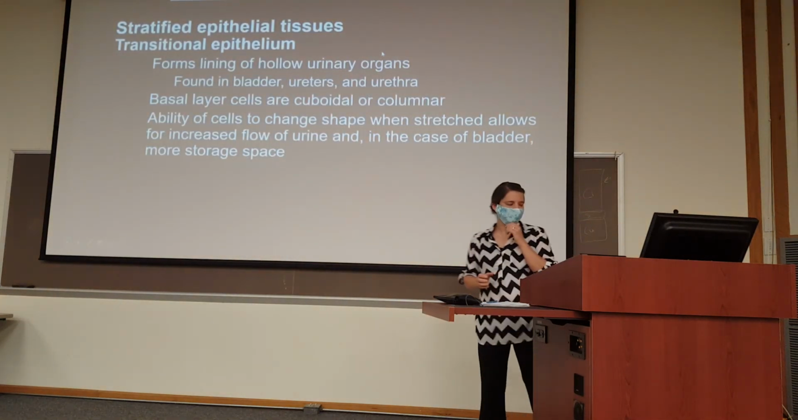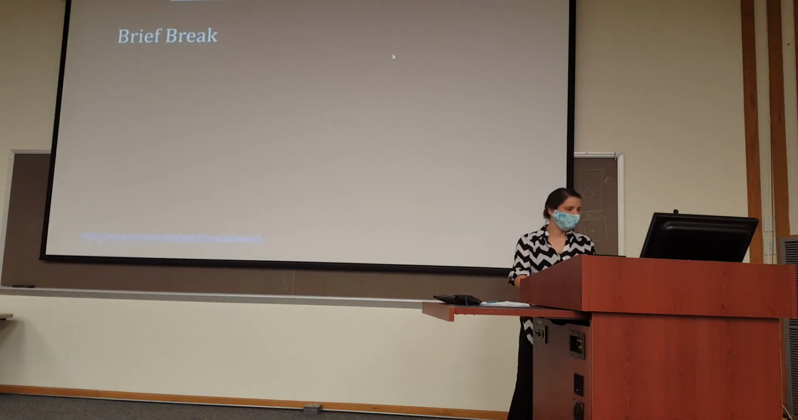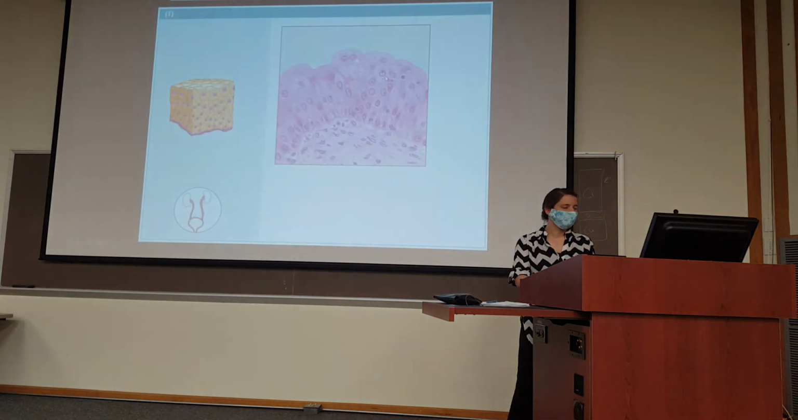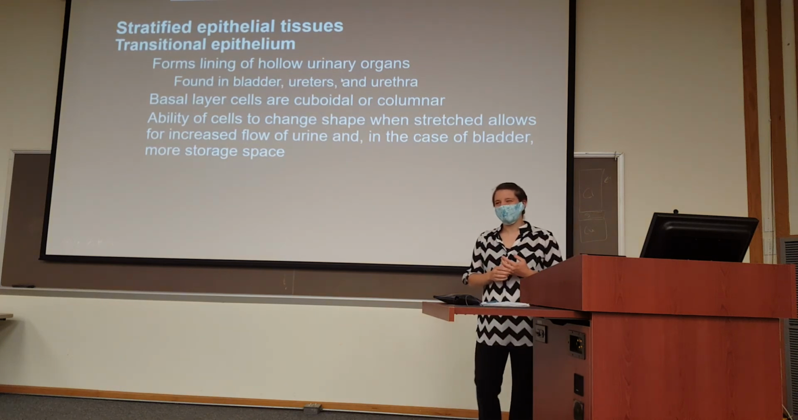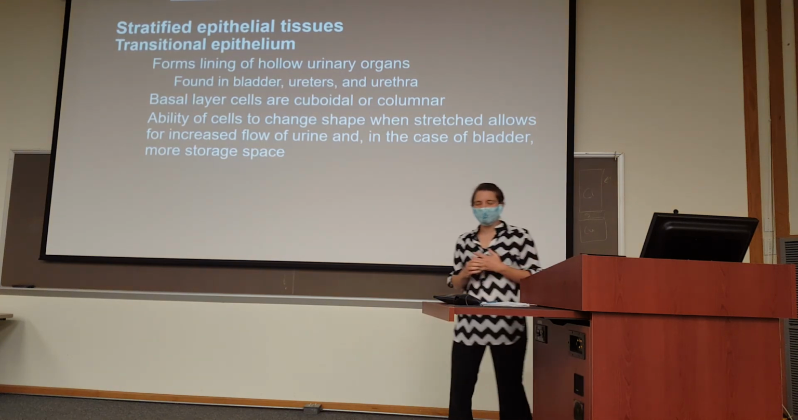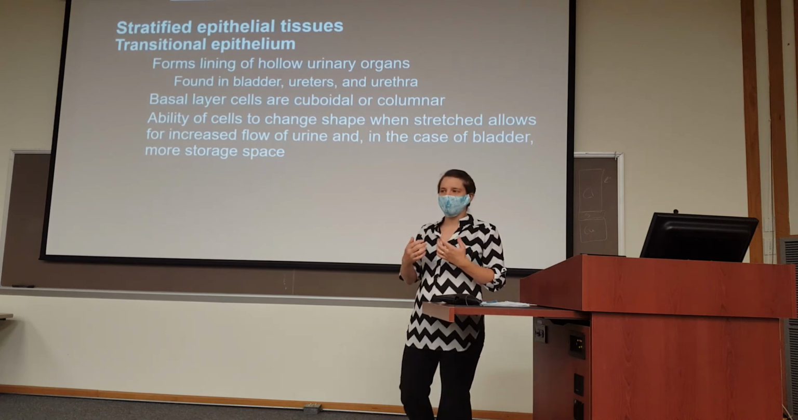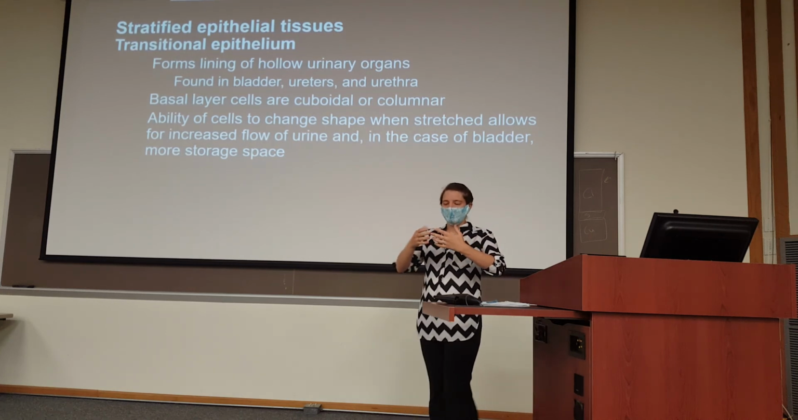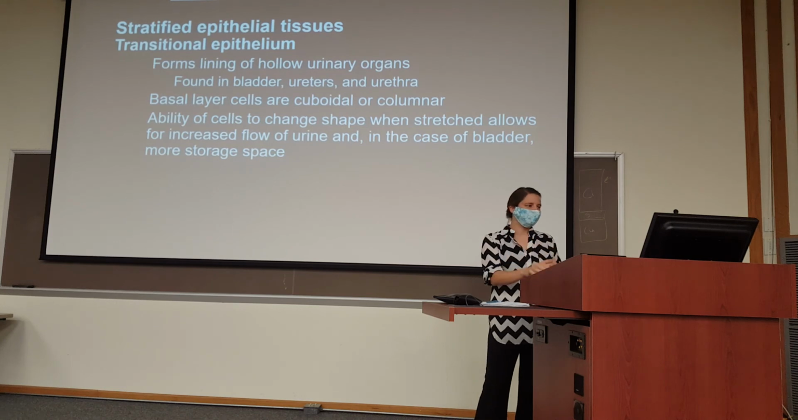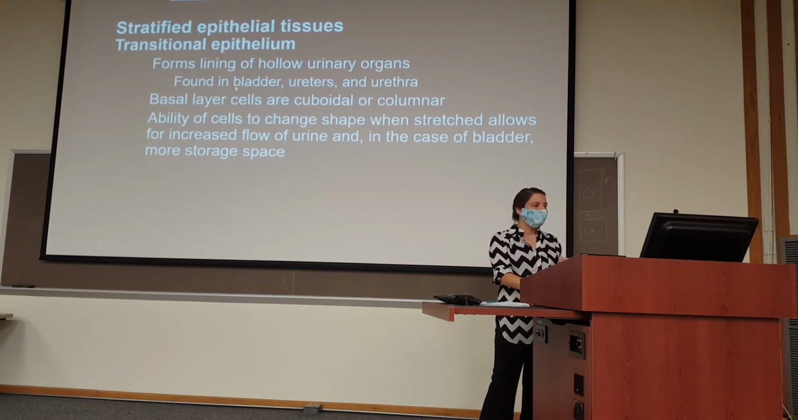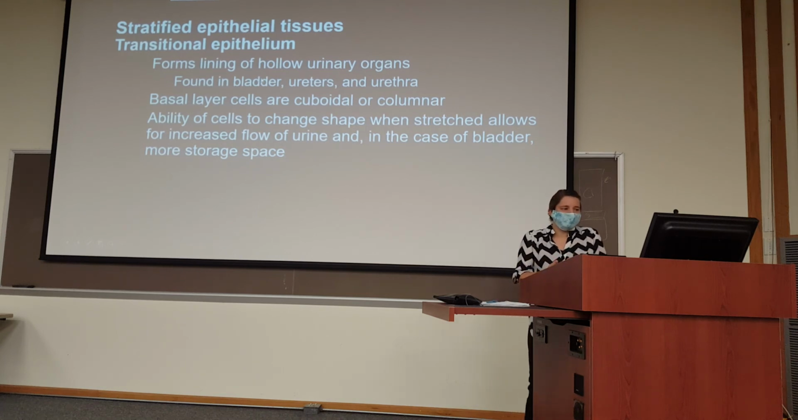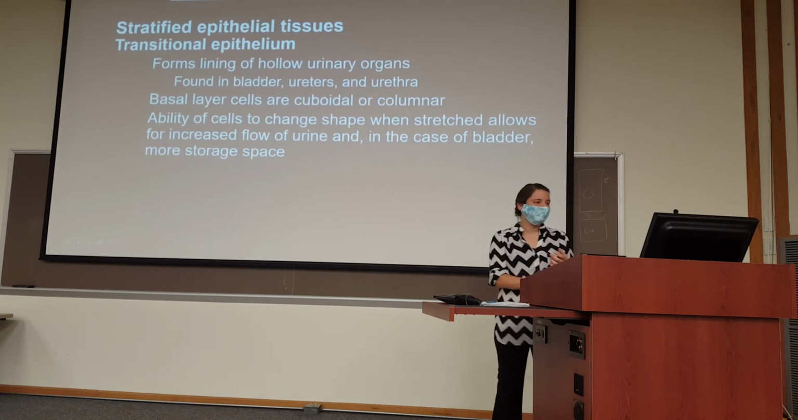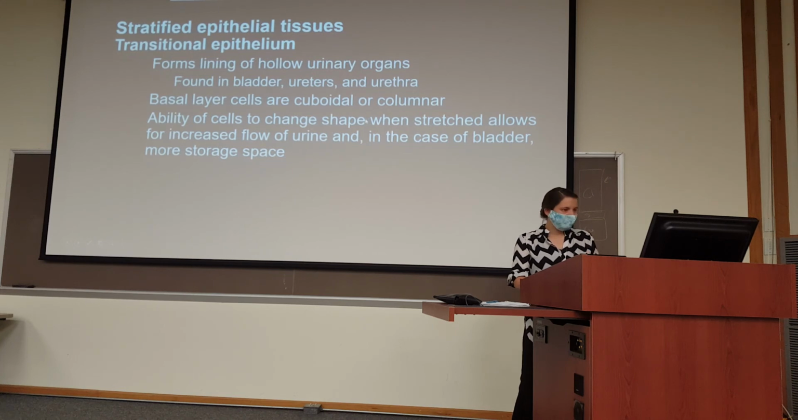Last but not least, yeah. There you go. This breaks the naming convention a little bit: it's called transitional epithelium. It's the tissue found at the transition between one type and the other. You've got it in your hollow urinary organs, like in your bladder. It looks like this.